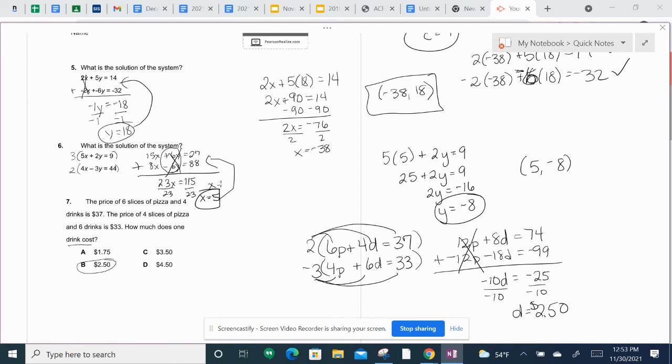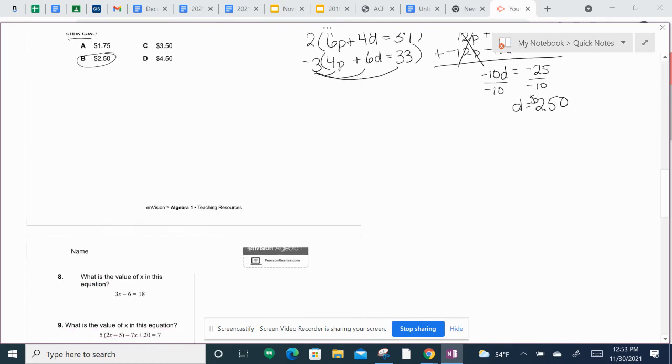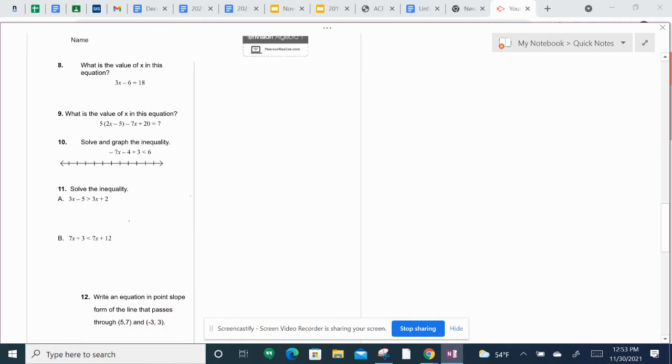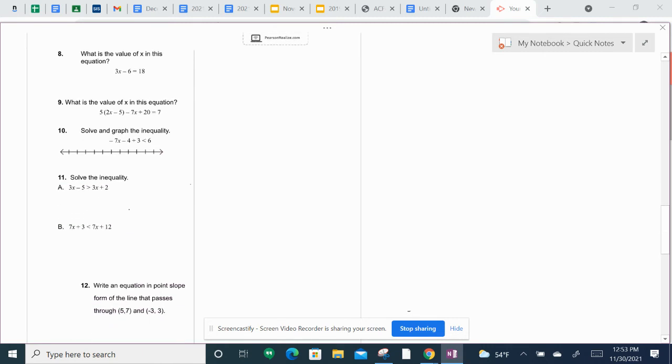Guys, after question 7, we've really done the chapter 4 material, and so now we're just coming back to review some of the material from previous chapters. So questions 8, 9, 10, and 11 all deal with chapter 1. So we're just solving an equation. So I'm going to add 6 to each side and get 3x is equal to 24. Divide each side by 3 and get x is equal to 8.